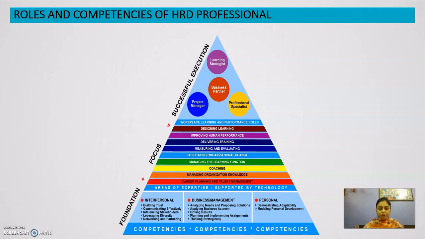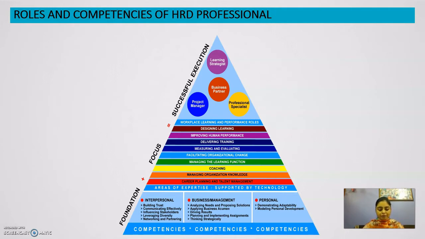When we talk about human resource development professional, human resource development professionals need to possess many skills, knowledge and competencies to perform their activities within an organization, right? So you can see here, this is actually a model, a pyramid by ASTD. ASTD is the American Society for Training and Development, which is supporting its members and the field of learning and development with a model designed to mold the future of a profession.